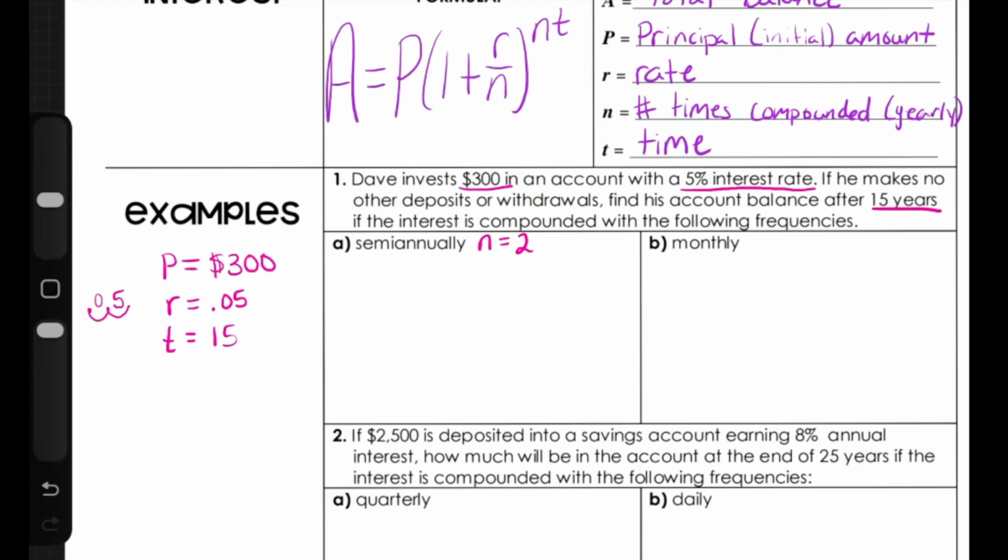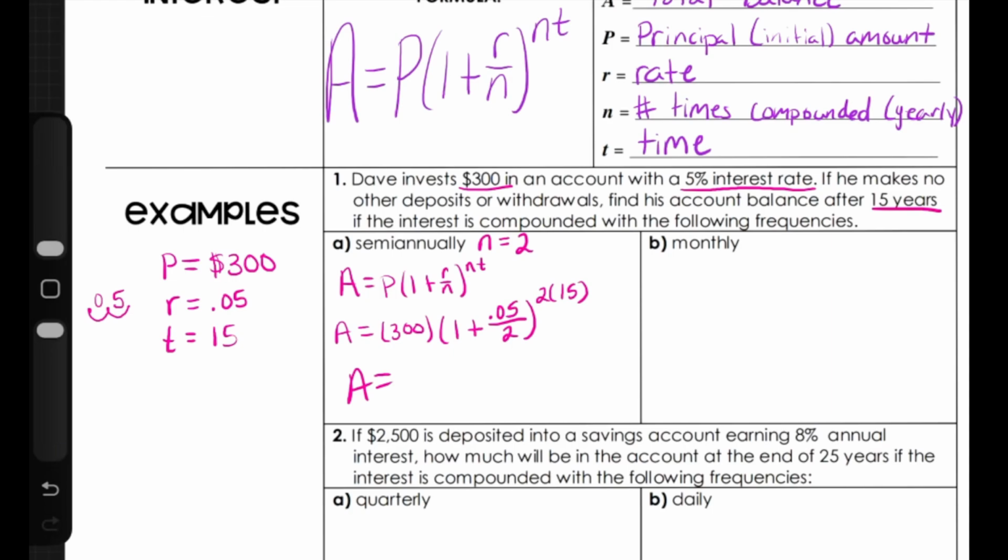So here we can plug it into our equation being A is equal to P times 1 plus R over N to the power of N times T. And we have all of our variables here except for A, which is what we're looking for. So A is going to be equal to 300 times 1 plus our rate of 0.05 divided by our number of times, which in this case is 2, to the power of our number of times, which is 2 times our time of 15 years.